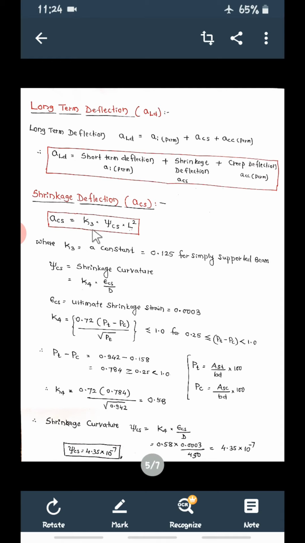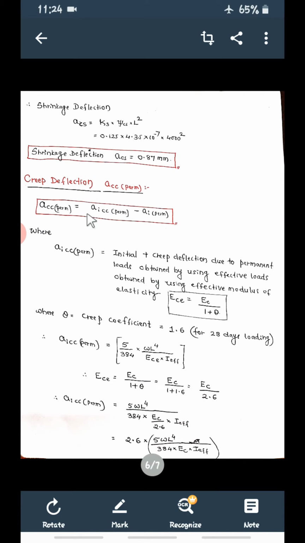Phi CS we know, K3 we know, this 0.125, span we know, so you can calculate the shrinkage deflection. Therefore, shrinkage deflection, that is ACS, is equal to K3 into phi CS L square. Substitute the values. So this shrinkage deflection is 0.87 mm. Now next we'll calculate creep deflection.